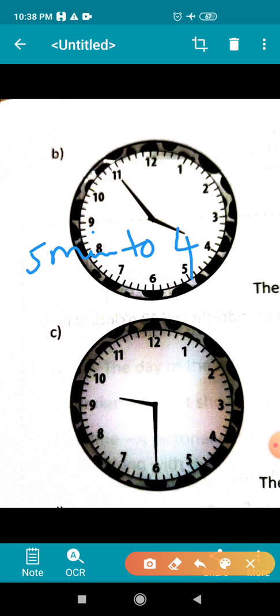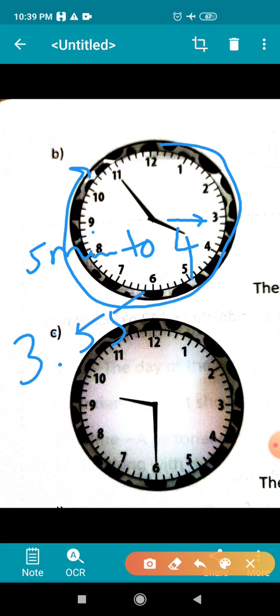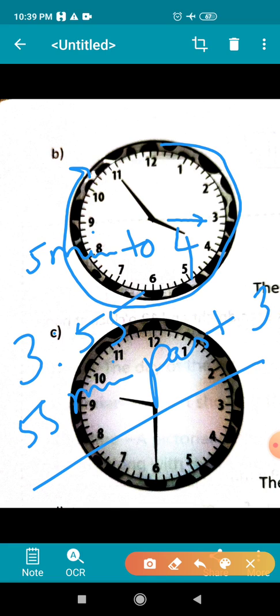Now just see it in a different manner. Before that, the small needle was on 3. Right? It means, what is the time? So you will calculate from here till here. 3:55. It means the time is 55 minutes past 3. Okay, so we can read it as 5 minutes to 4 or 55 minutes past 3.